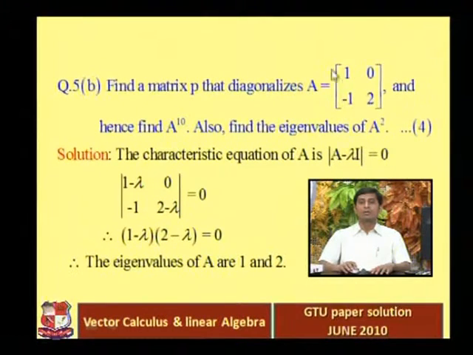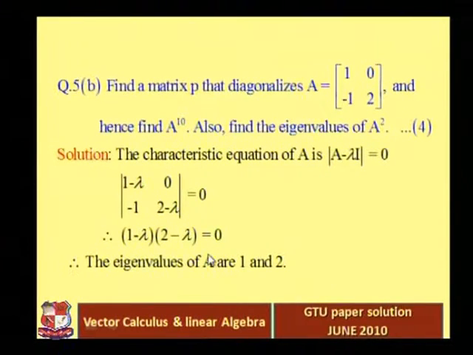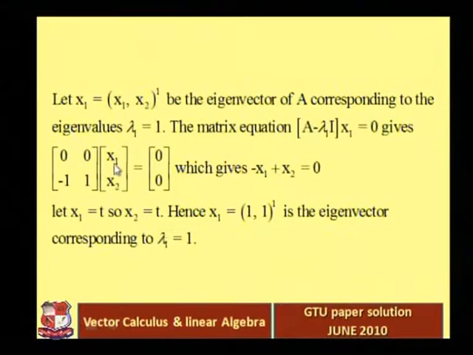So in a lower triangular or upper triangular matrix, we know that the main diagonal entries are exactly the eigenvalues of the given matrix, right? So next we want to find the eigenvectors corresponding to lambda equal to 1 and lambda equal to 2. So how to find the eigenvector?